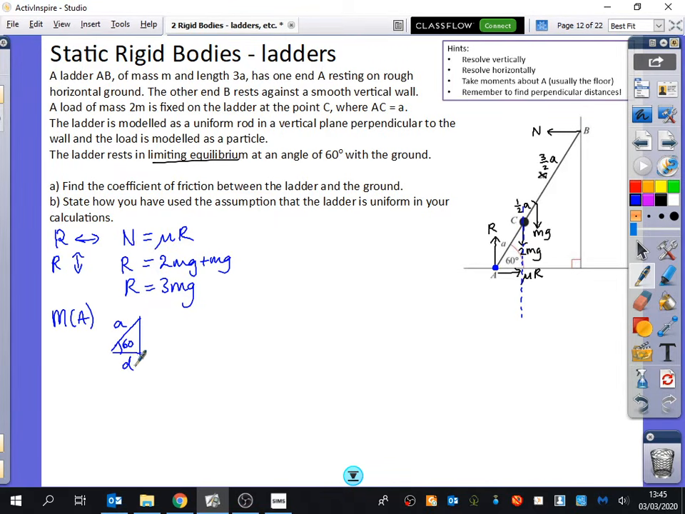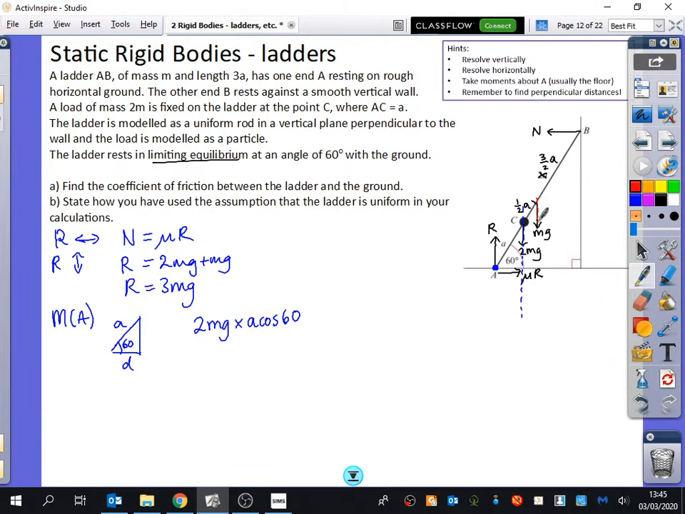I want the adjacent. So for this first bit, I know that the distance I'm looking for is A cos 60, and the force is 2mg. So I have 2mg multiplied by A cos 60. That is for this first force that I've got here that I've done in blue.